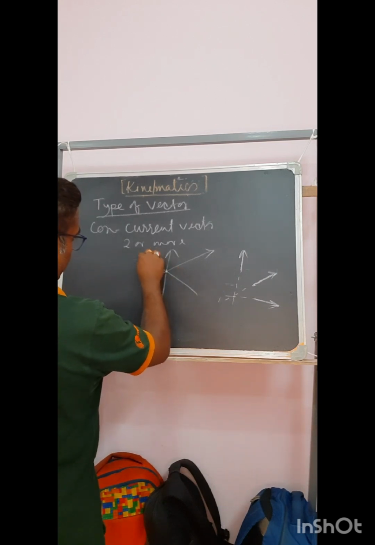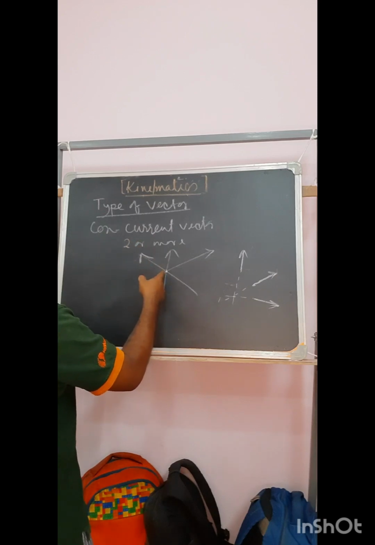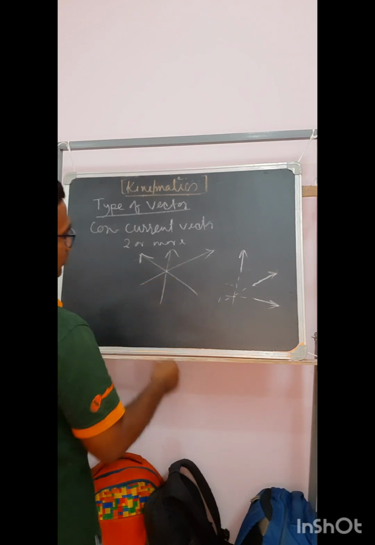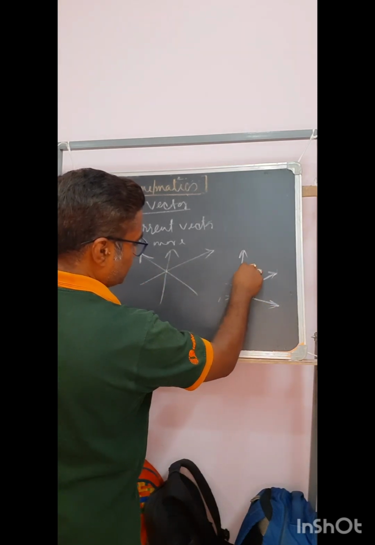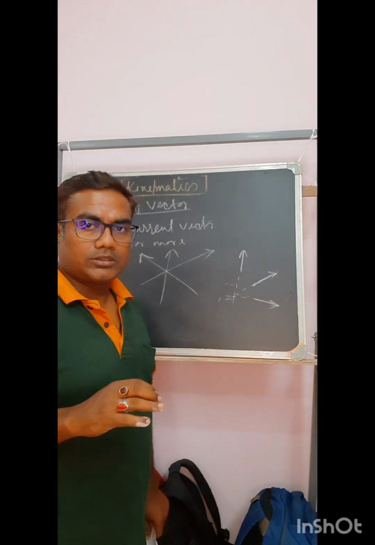So their actual point of contact, they are actually cutting each other at a single point, or their lines of action. This means if extended, the lines of action merge into a single point, then also they are called concurrent vectors.